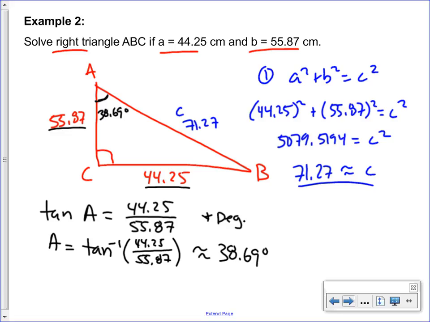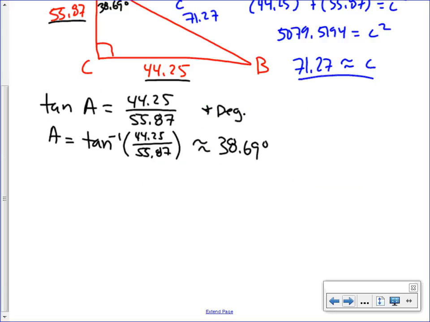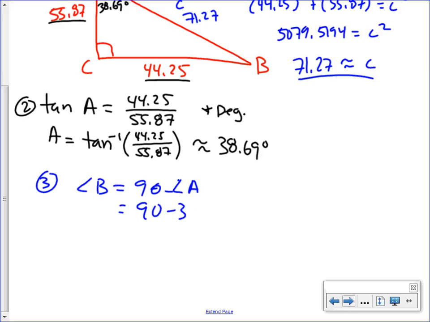Okay, and then finding that last angle should be pretty easy. We know A and B add up to 90. So the third thing to find angle B is just take 90 minus angle A. So 90 minus 38.69 is 51.31 degrees. There you go.